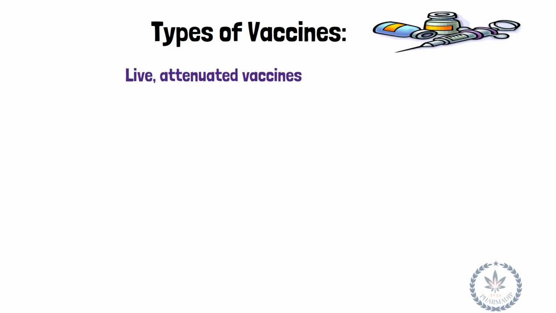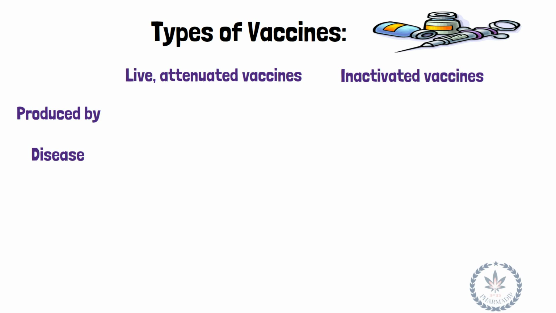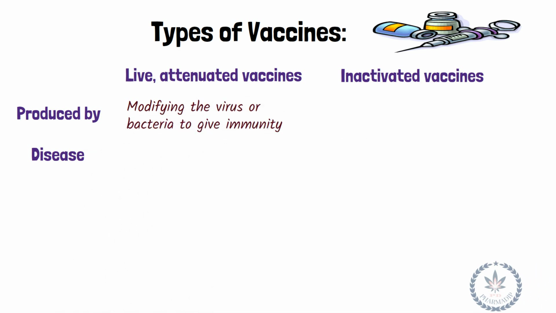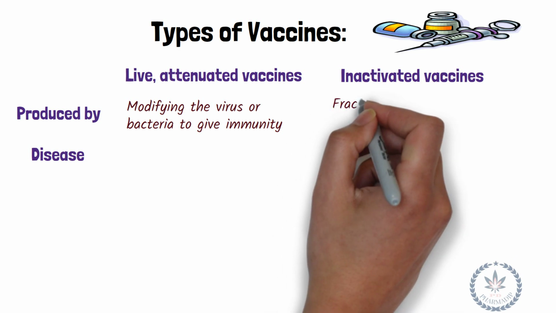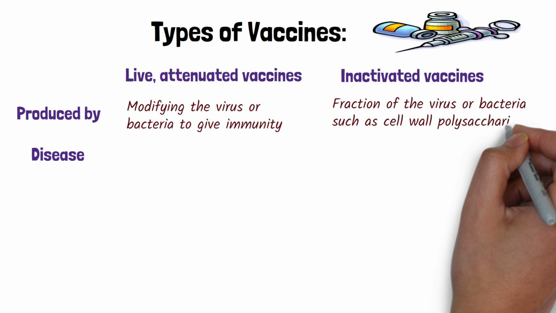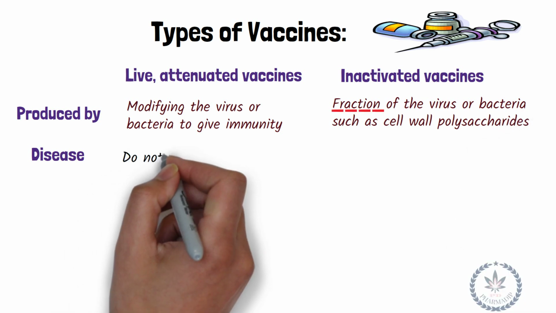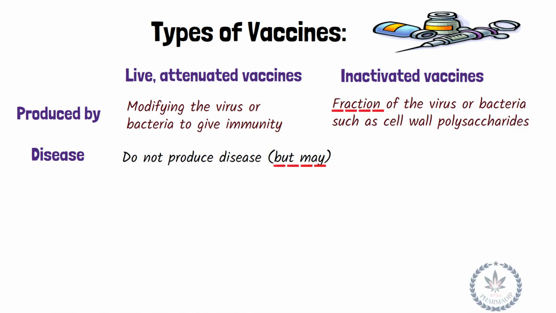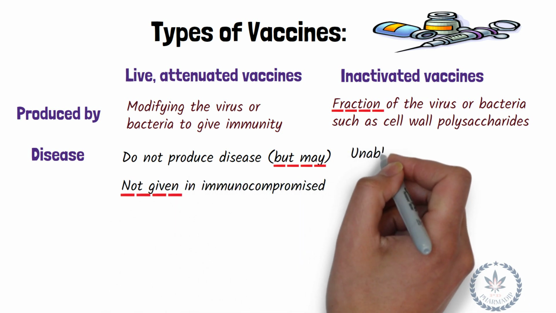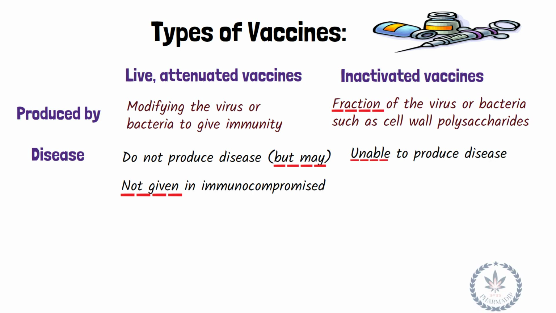Types of vaccines: live attenuated vaccines and inactivated vaccines. Live vaccines are produced by modifying the virus or bacteria to give immunity, whereas inactivated vaccines are produced from a fraction of the virus or the bacteria, such as cell wall polysaccharides. Regarding disease, live vaccines do not usually produce disease but are not given in immunocompromised patients, whereas inactivated vaccines are unable to produce disease and can be given in immunocompromised individuals.